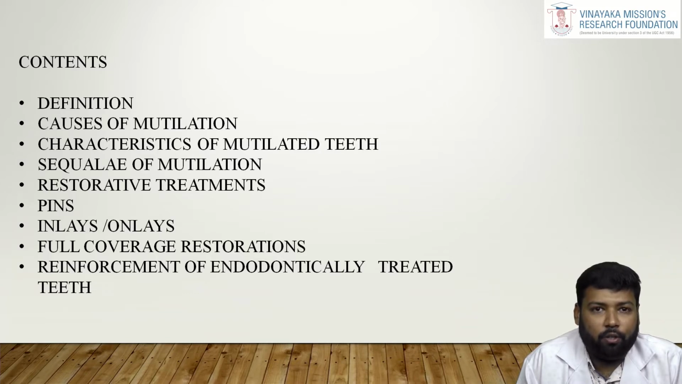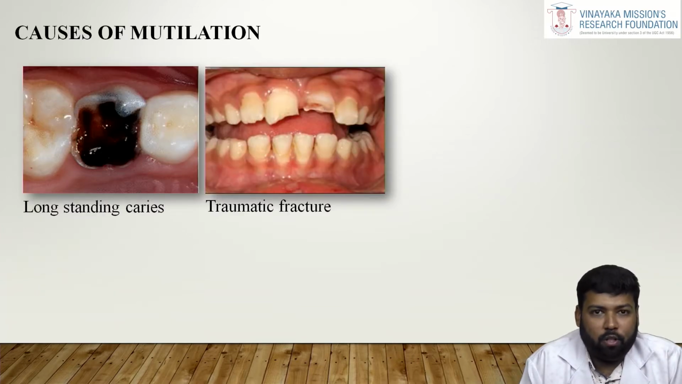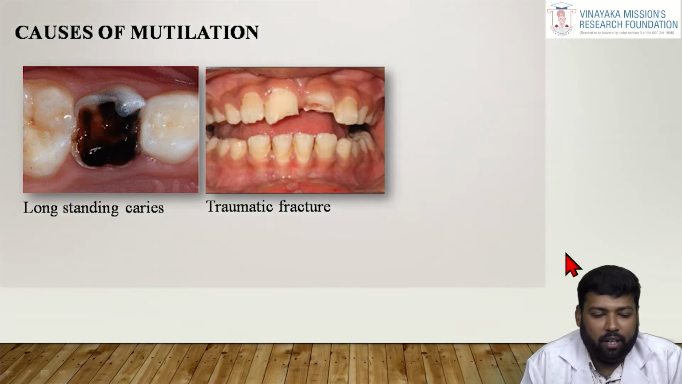The contents we are going to talk about are causes of mutilation, characteristics of mutilated teeth, sequelae of mutilation, restorative treatments, pins, inlays, full coverage and other methods of treatment. Causes of mutilation include long-standing caries, traumatic caries and recurrent caries.